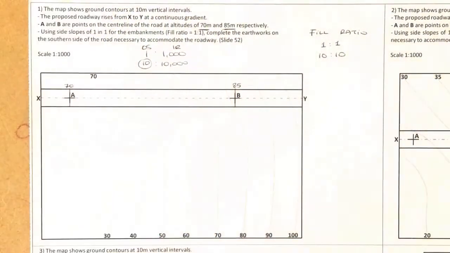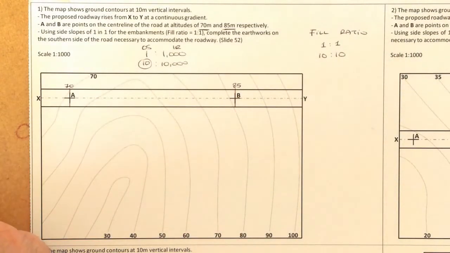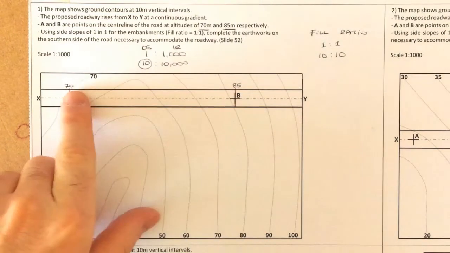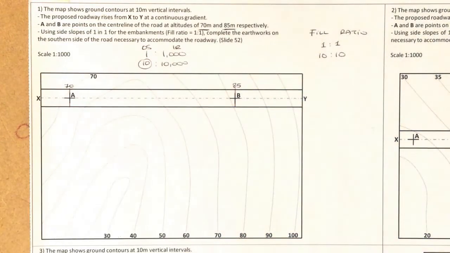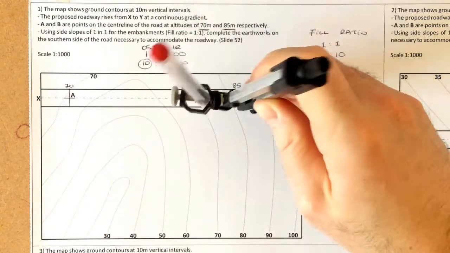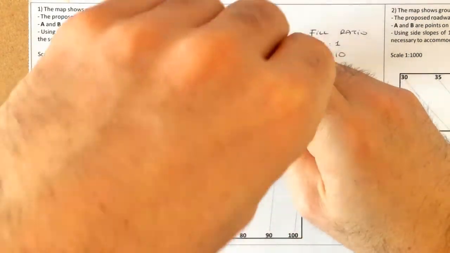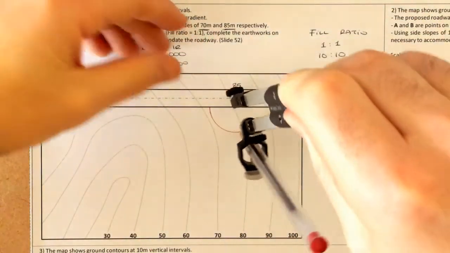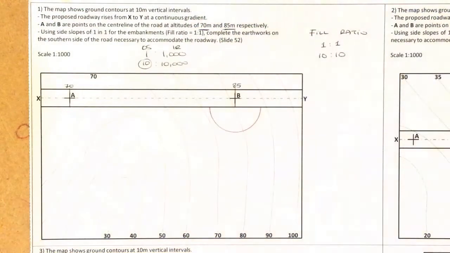And at point B, I'm going to get 15 millimeters on my compass. That 15 millimeters represents the distance between point B and point A, 85 take away 70, 15 meters. So 15 millimeters on our sheet. What I'm going to do is put in my compass, just like that. Okay, 15 millimeters.